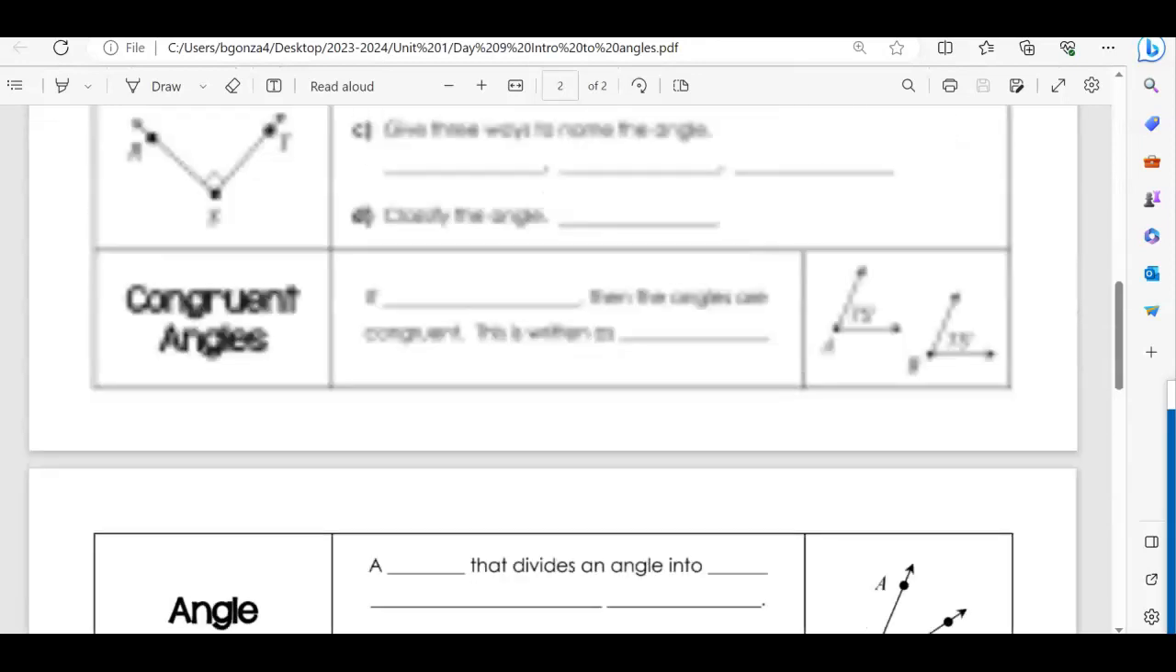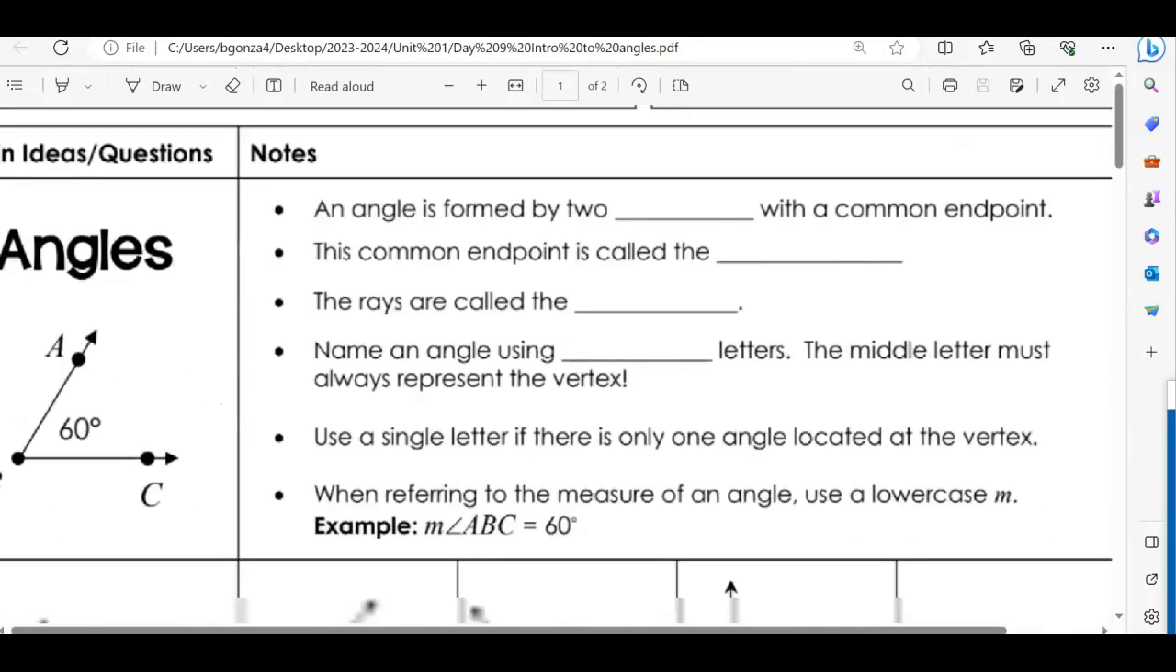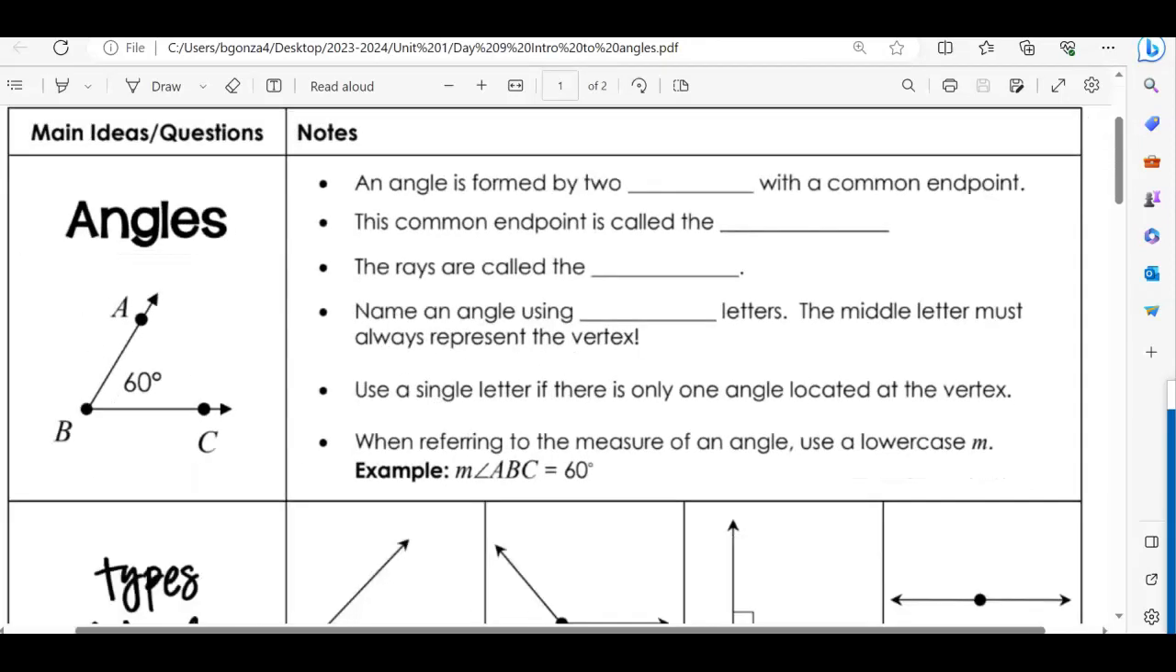There we go. Angles. So how do you make an angle? By the way, hopefully you went over some of this vocab on your own. You looked it up or something when you did the color by numbers yesterday for the sub day. But let's go over it officially here.